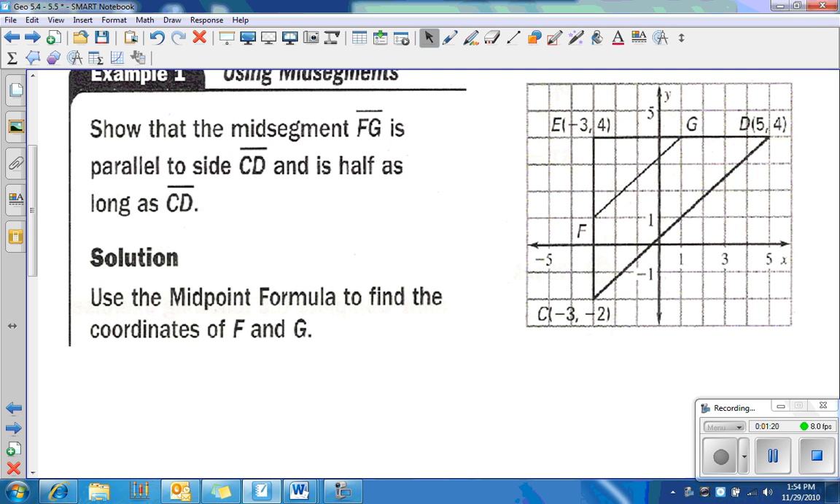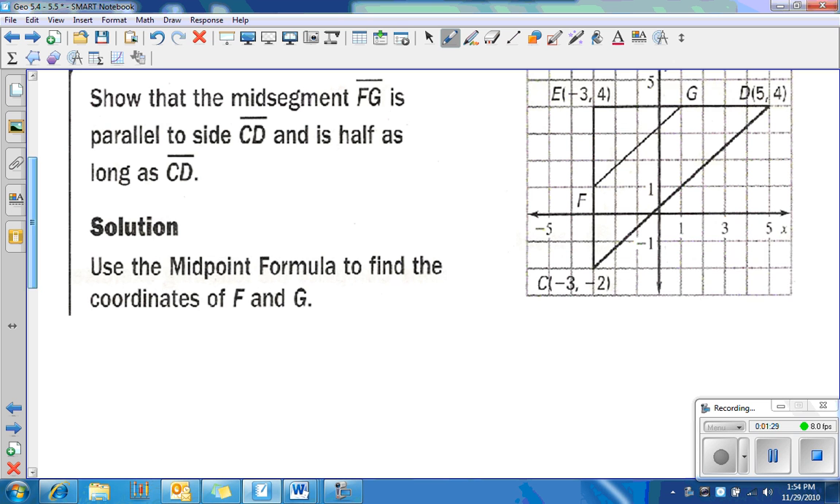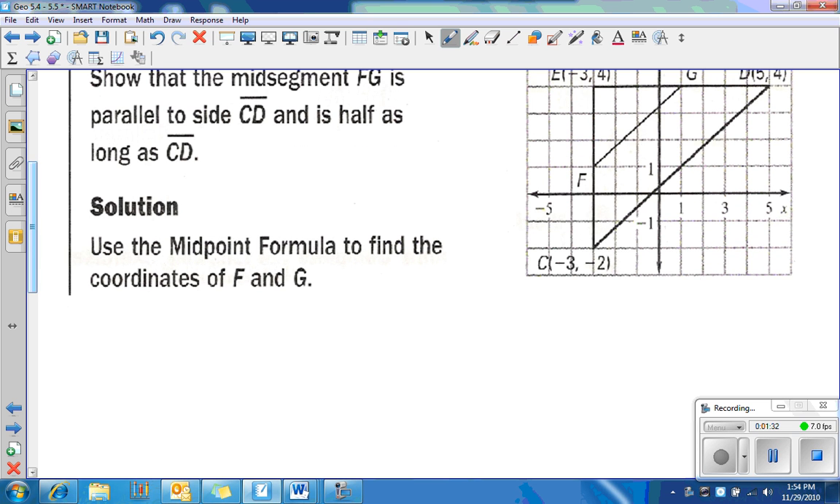FG and CD are going to be parallel. All right, we can use the midpoint formula to find F and G. Of course, it's in the picture already, but the way to do it is this. So the midpoint formula is take your X values, add them together, divide by 2. Take your Y values, add them together, and divide by 2. So for F, I'm looking at the midpoint of E and C, to find point F.